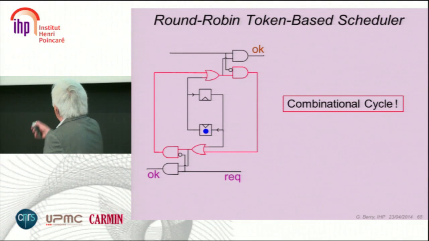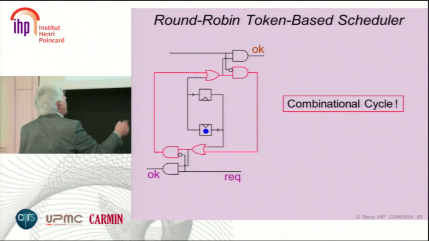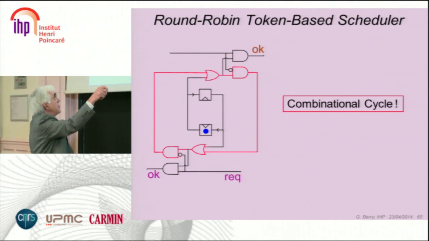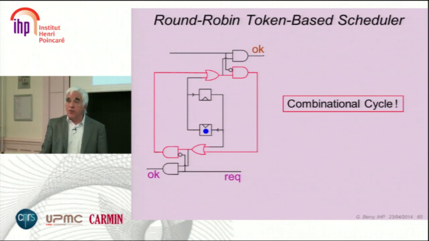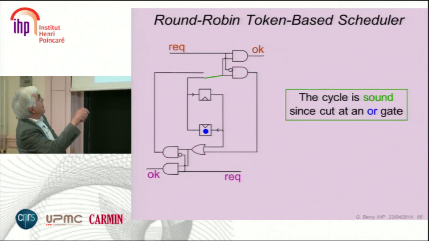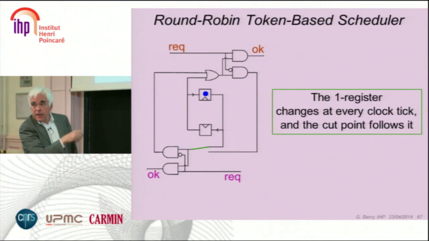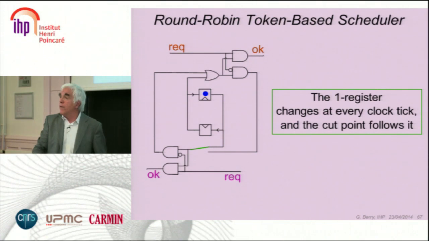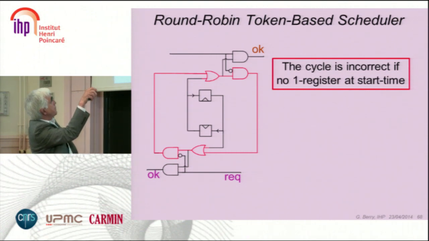And remember this circular scheduler. I say here you have a circle, but the circle is cut as soon as you have a 1 in any of these registers. It's cut here if you have a 1 here. It's cut here if you have a 1 here. It's cut in both places if you have two registers, but then the circuit is useless. And it's dangerous only here.